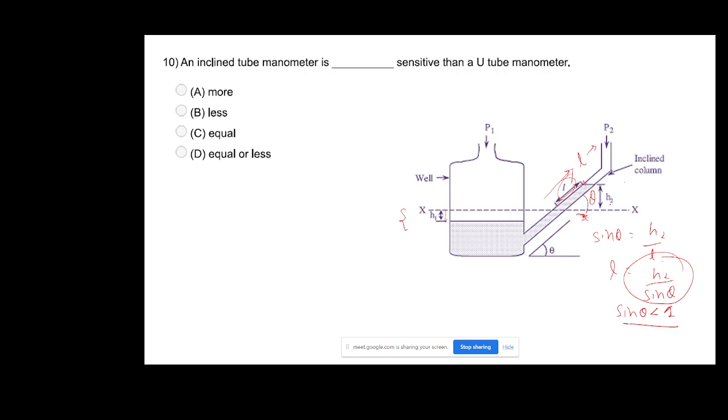if we have just a U-tube manometer, then the corresponding change in height will be h2. But since we are inclining this tube, the displacement of the liquid and the height gets amplified, and that is why this inclined tube manometer is more sensitive, and it is usually applied where we need to measure a very small pressure difference, because that small pressure difference also amplifies the change in the height. So here the correct answer is: an inclined tube manometer is more sensitive as compared to the U-tube manometer.